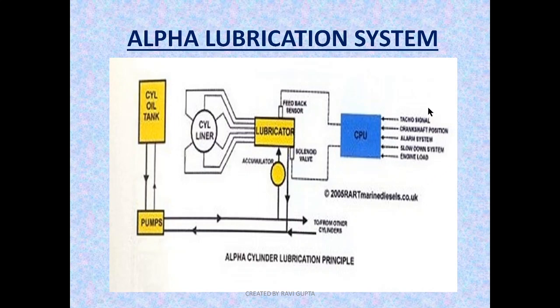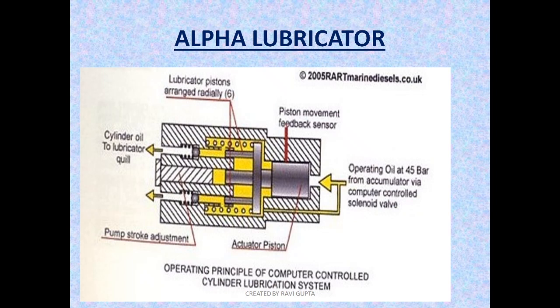So by feeding all these signals, the processed output is fed to the solenoid valve for actuation. Depending mainly upon the engine load, and also the RPM, the frequency of actuation of the lubricator is varied. The oil which remains after injection returns back to the pump unit. And these are the various lubricating quills placed all around the cylinder liner. So now let's see in the next slide how the alpha lubricator works.